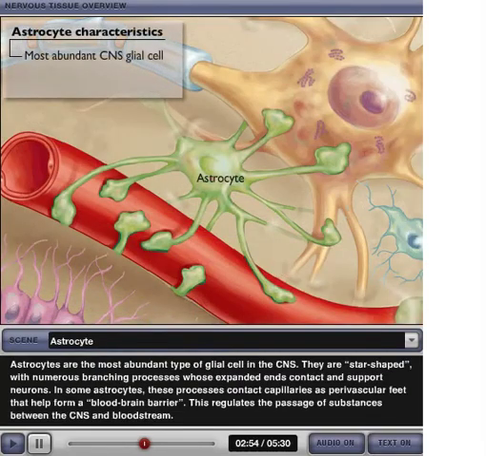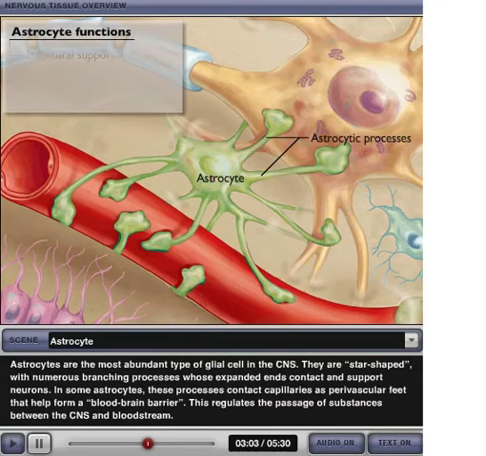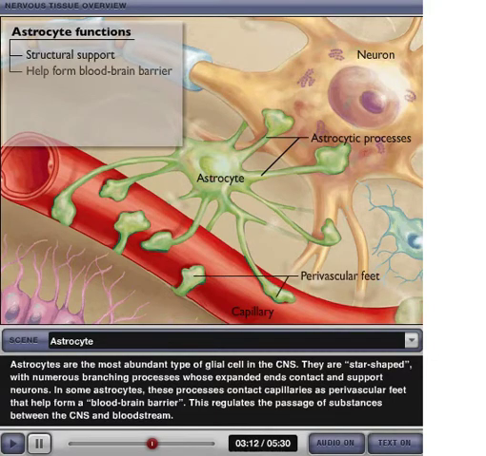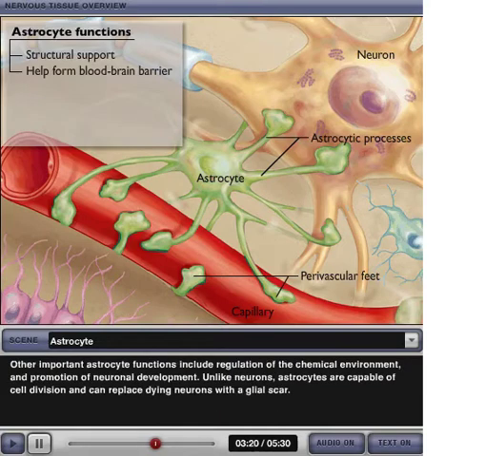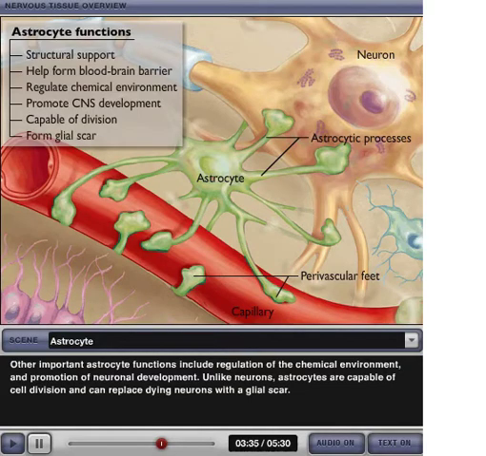Astrocytes are the most abundant type of glial cell in the CNS. They are star-shaped, with numerous branching processes whose expanded ends contact and support neurons. In some astrocytes, these processes contact capillaries as perivascular feet that help form a blood-brain barrier. This regulates the passage of substances between the CNS and bloodstream. Other important astrocyte functions include regulation of the chemical environment and promotion of neuronal development. Unlike neurons, astrocytes are capable of cell division and can replace dying neurons with a glial scar.